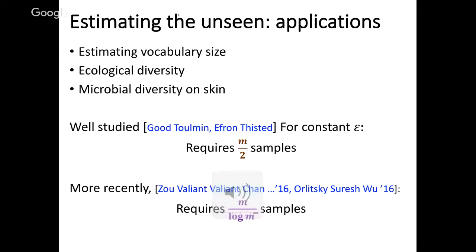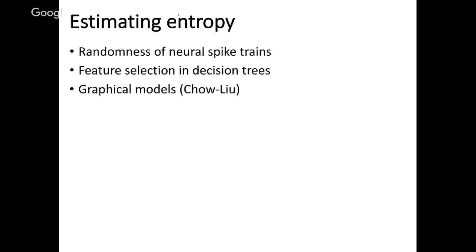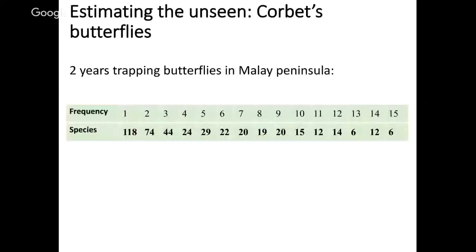Yeah, going back to the butterfly example. So how does this apply there? In the butterfly example, what you're going to do is look at the number of samples that you have. If you look at this table, what you do is count the total number of butterflies that you have seen, which will be n here. So that will be 118 times 1 plus 74 times 2 and so on. That's the total number of butterflies that you have captured, and that will be your n, the number of symbols that you have seen, okay?